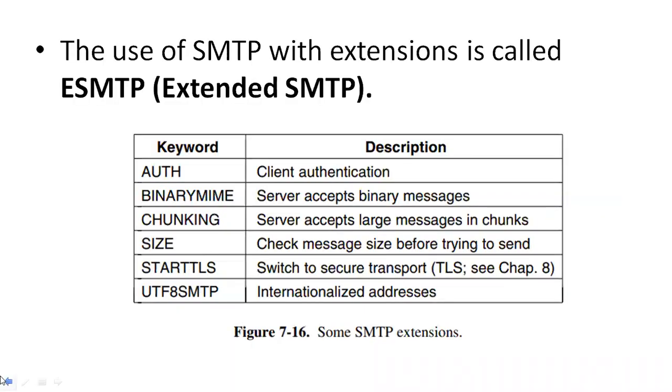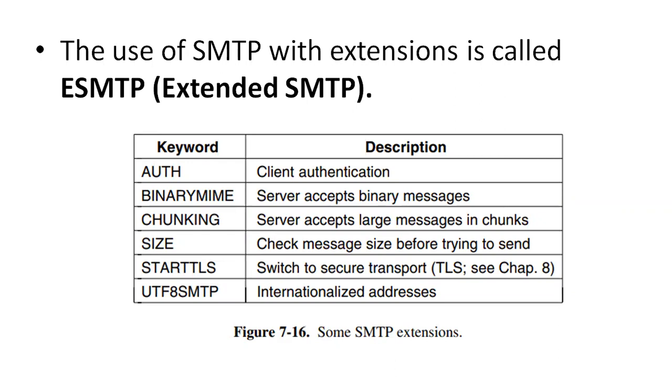And the use of this SMTP with extensions, like authentication, maybe accepting the binary messages or accepting the large messages in chunks. So these are all the extensions which can be used by the SMTP, and this can be referred to as ESMTP. This is called extended SMTP.